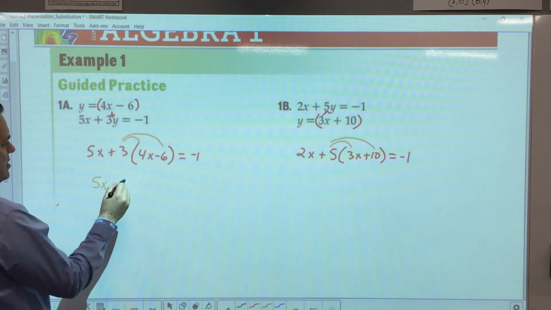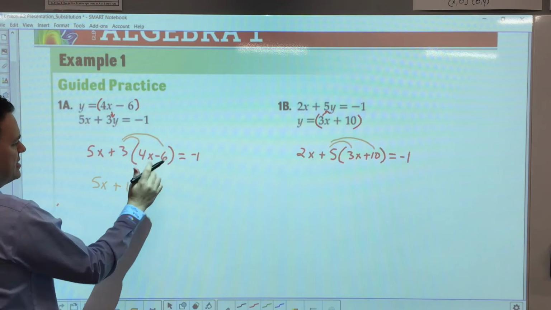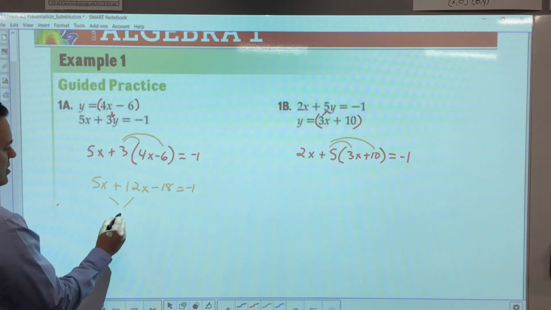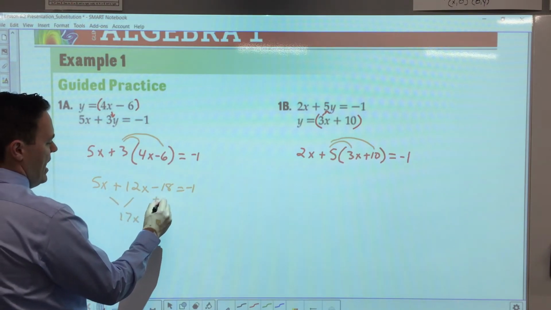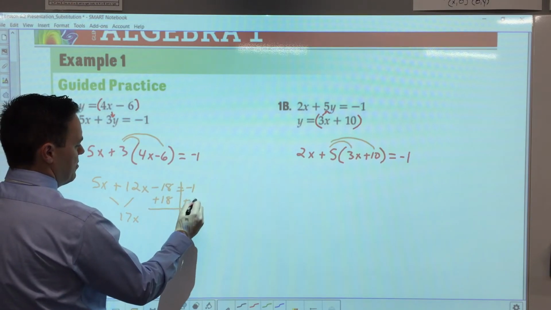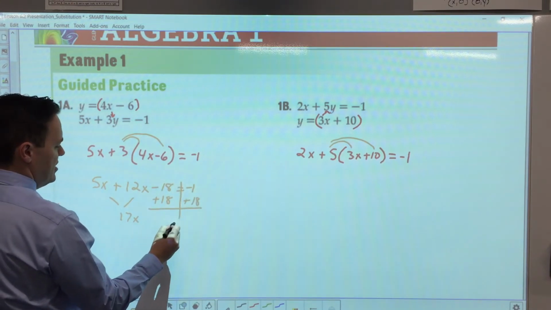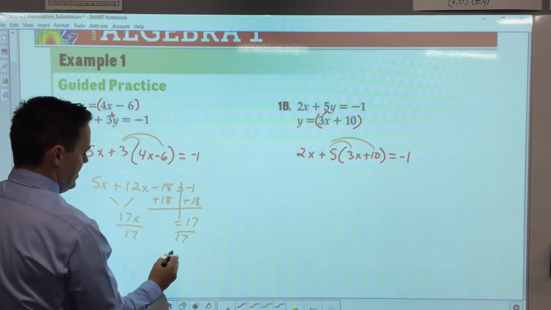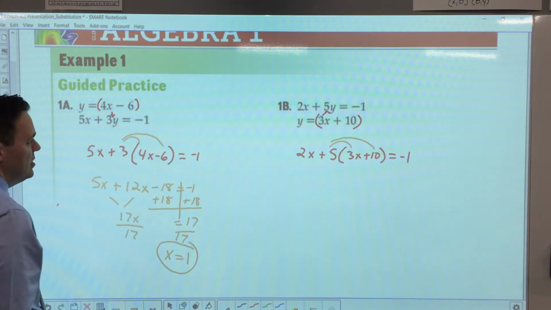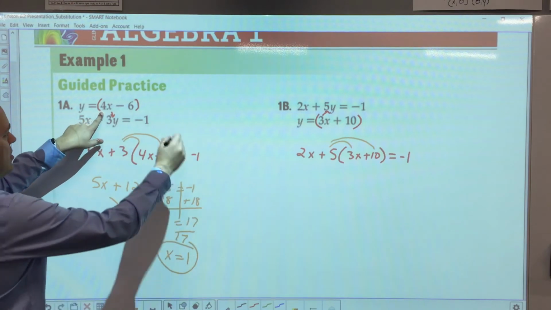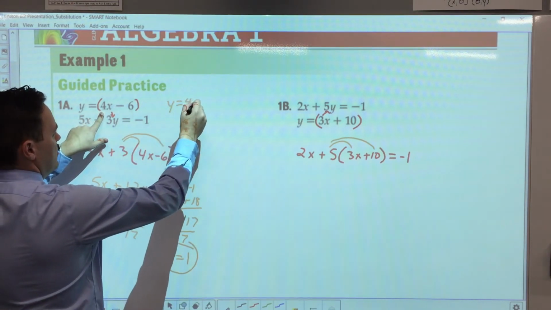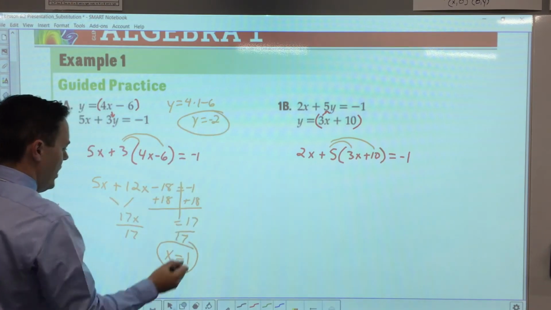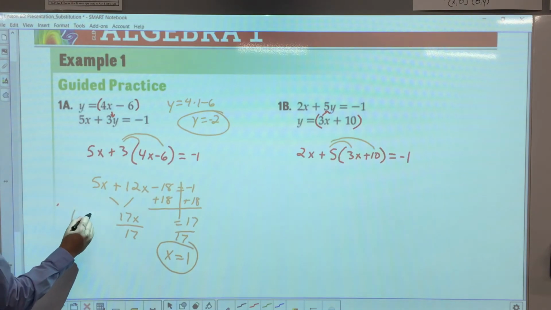So this is 5x plus 12x, and then that is minus 18 equals negative 1. So I'm going to combine these two together: 17x, and then I'm going to add 18. I'm going to skip a couple steps here and put them together. That's going to equal 17. So this is what I have left. Divide, x equals 1. Now you plug a 1 back up in here. So you have y equals 4 times 1 minus 6. That's going to be y equals negative 2. So my point is (1, negative 2).